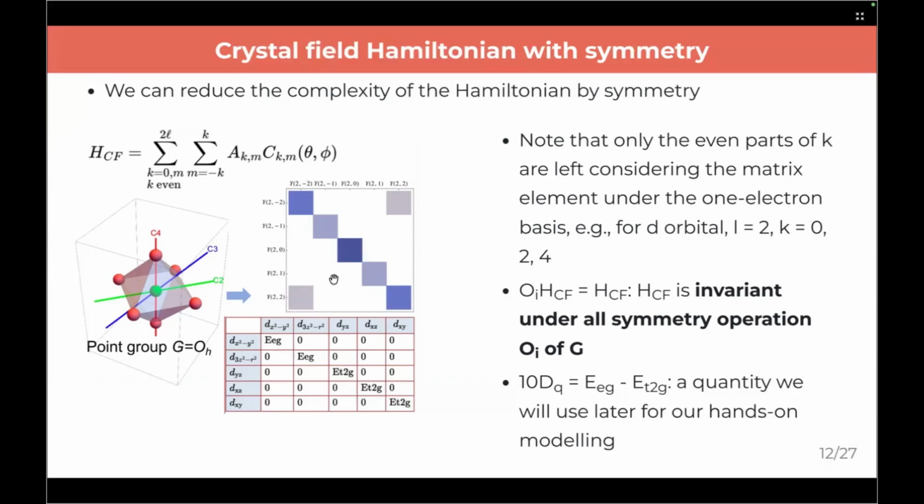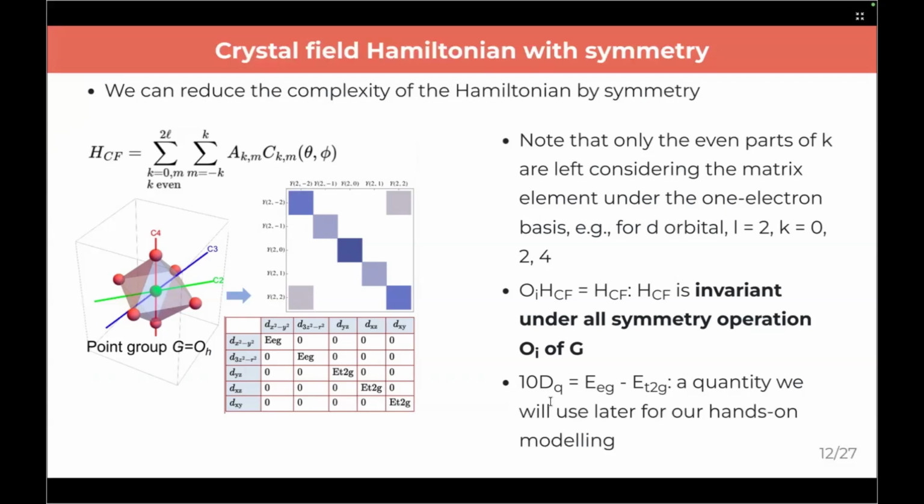But now if you do a basis transformation and write it in the so-called real axis, as you can see there, I think maybe you are more familiar with such language, and then the matrix will be diagonal. And you will find that in this Oh point group, you have Eg with 2 degeneracies and also 3 T2g orbitals. The energy difference between this Eg and T2g gives us the so-called 10Dq, a quantity used to quantify the crystal field splitting.